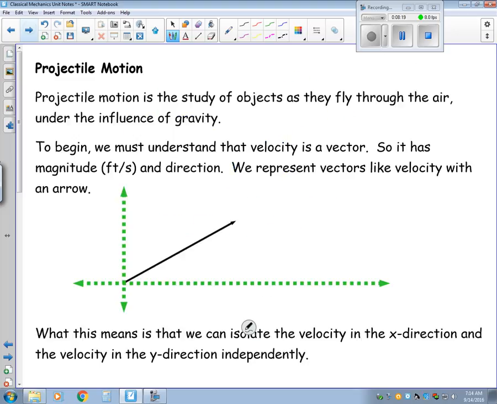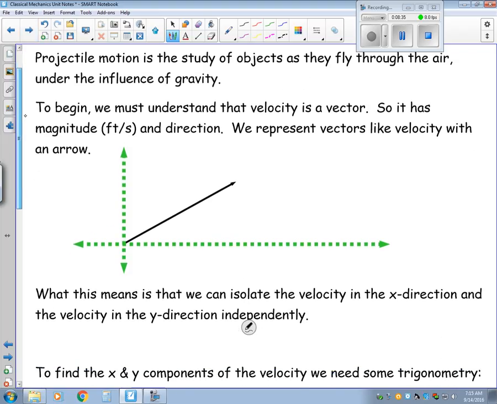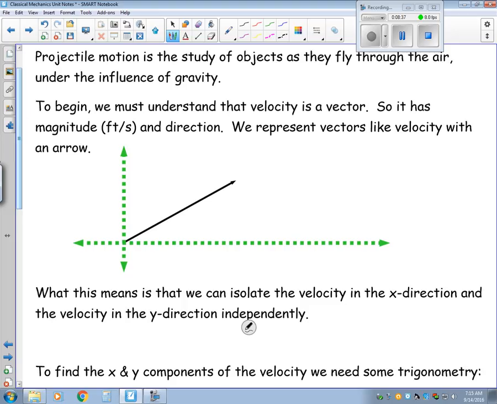Okay, projectile motion. This is the study of objects flying through the air, and really the only thing influencing them would be gravity. So for us, we're going to ignore all forms of air resistance. We have to understand that velocity is a vector. It has magnitude, like feet per second, but it also has direction. And we represent the direction with an arrow. So all kinds of vectors, like velocity, are arrows.